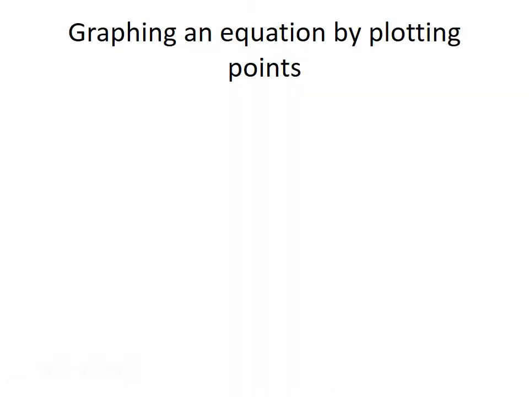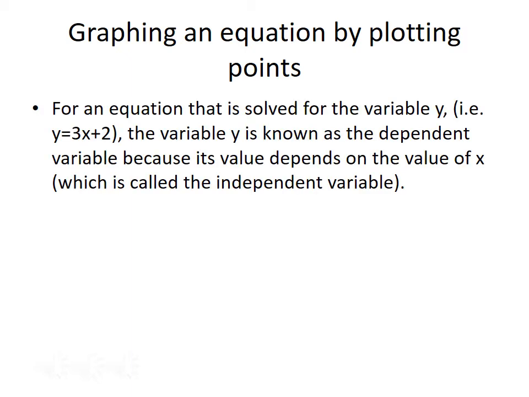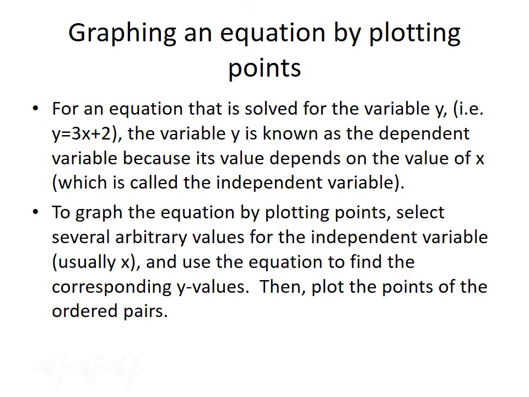So now that we know how to determine whether a point is on the graph of the equation, we can talk about graphing an equation by plotting points. First, a little bit of terminology. For an equation that is solved for the variable y, for example, y equals 3x plus 2, the variable y is known as the dependent variable because its value depends on the value of x, and x is called the independent variable. So, to graph an equation by plotting points, we're going to select several arbitrary values for the independent variable, usually x, and use the equation to find the corresponding y values. This will create a series of ordered pairs, which we can then plot.